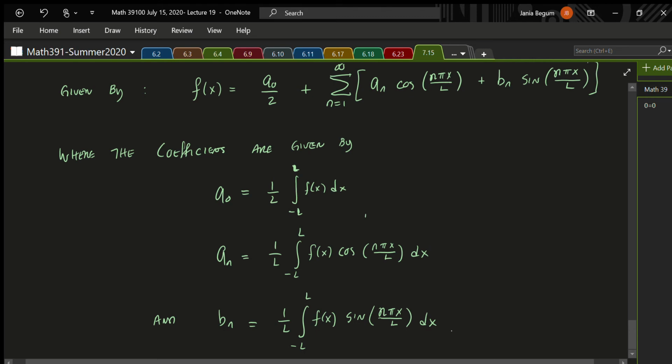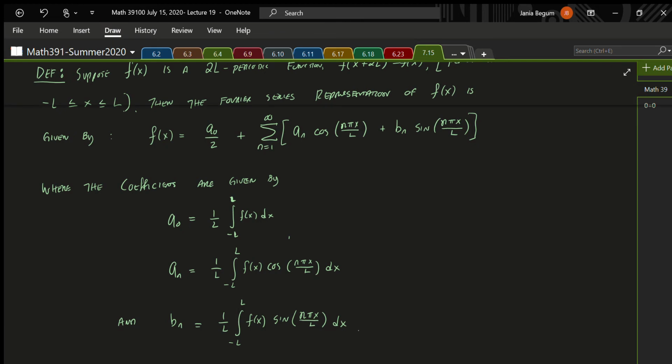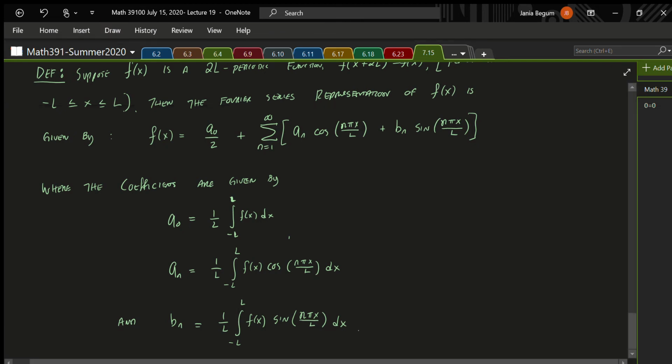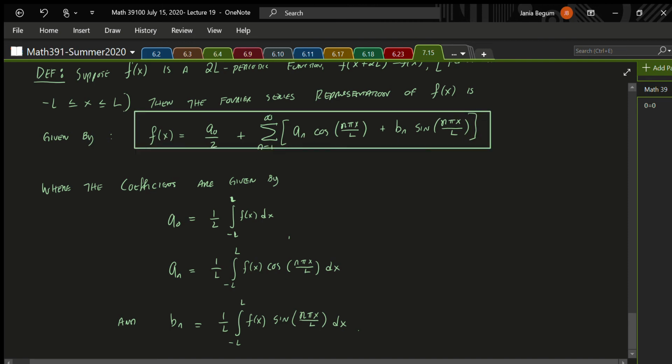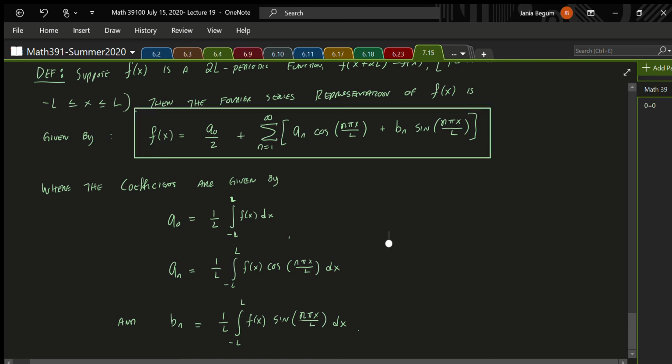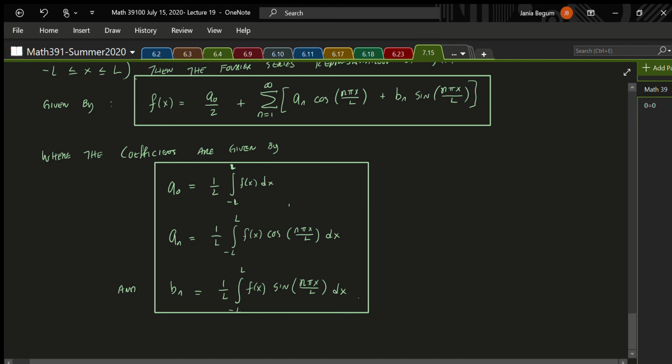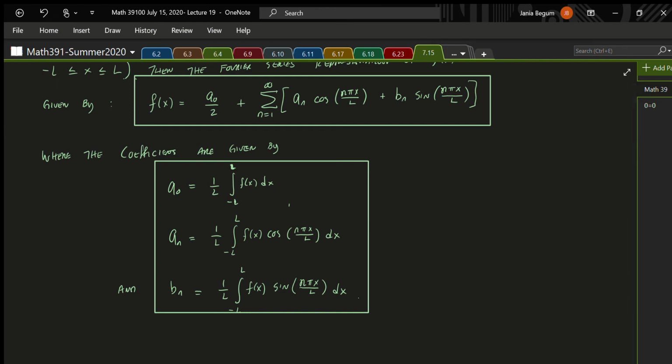Very important, so make sure you know all of these. You don't have to know how to write it out formally, but know that the Fourier series representation of any function is given by this formula, and the coefficients we can find by the following formulas. These two boxes are very important for this section. So now let me give you a derivation of where these formulas are coming from.